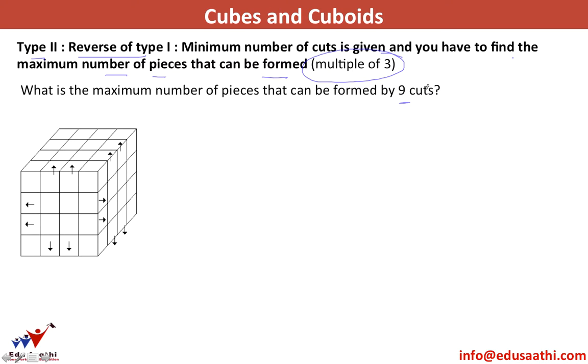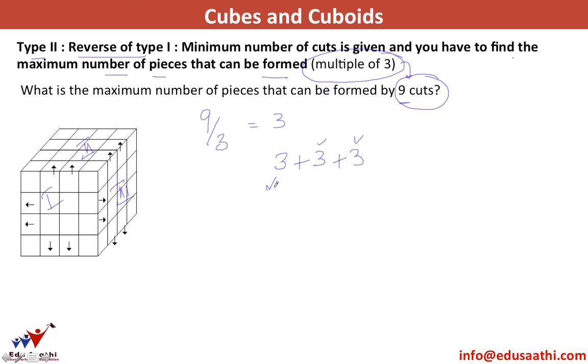So if the number of cuts given is a multiple of 3, it is very simple. You will just divide 9 by 3. This gives you 3. So you will have 3 cuts of 3 each. So you will have 3 plus 3 plus 3. Now these 3 cuts, let's say, are on face 1. These 3 cuts are on face 2. And these 3 cuts are on face 3.